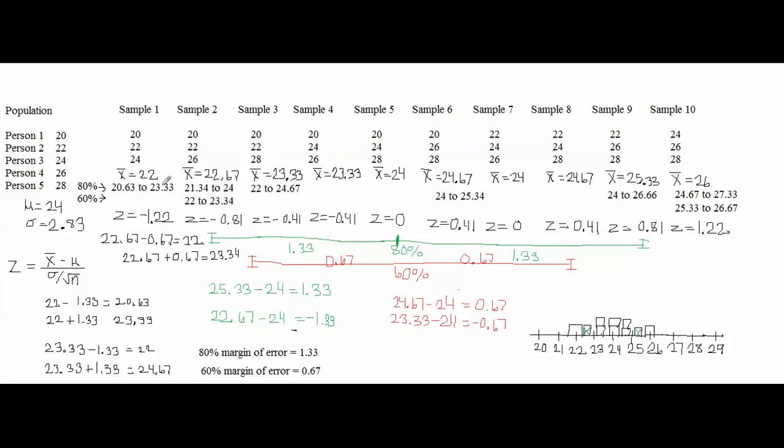So how can we use a z-score to calculate the 80% margin of error? Well, what we can actually do is use the z-score of the sample that's at the upper boundary of the middle 80%, which is this z-score right here, and actually use this z-score to get the margin of error of 1.33.